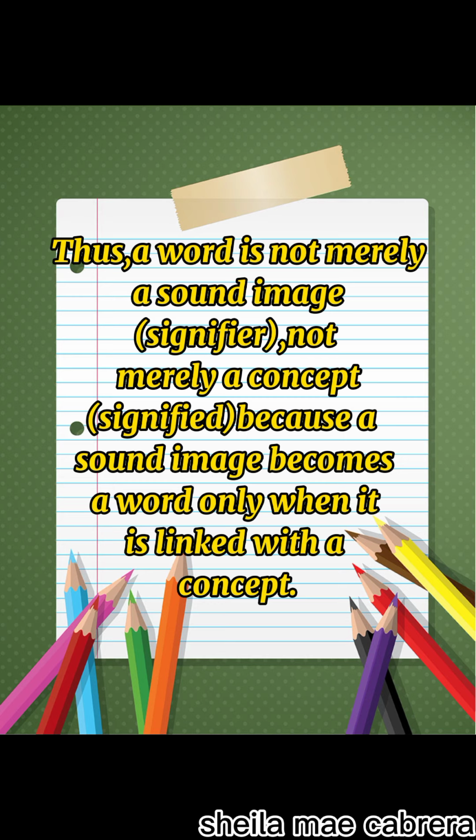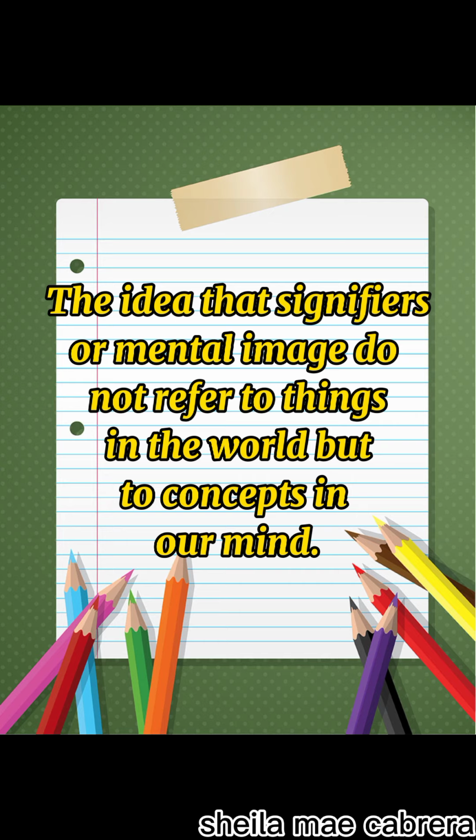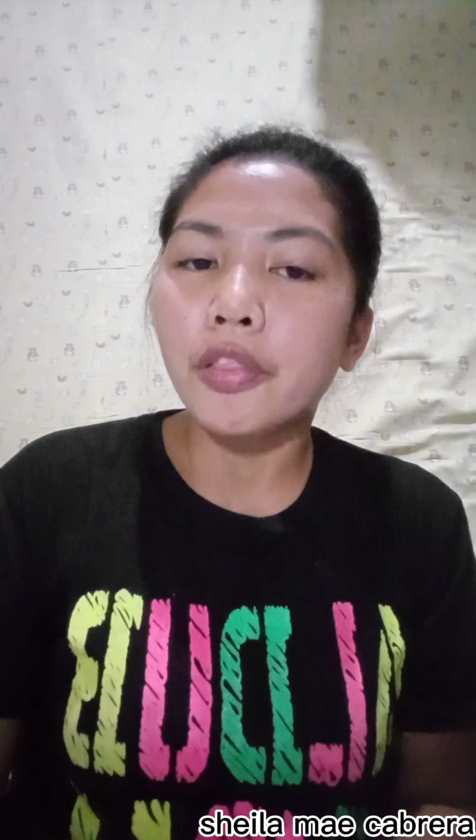Thus, a word is not merely a sound image, and not merely a concept, because a sound image becomes a word only when it is linked with a concept. The idea is that signifiers do not refer to things in the world but to concepts in our minds. Furthermore, the relationship between signifier and signified, Saussure observed, is arbitrary. There is no necessary connection between a given sound and the concept to which it refers.